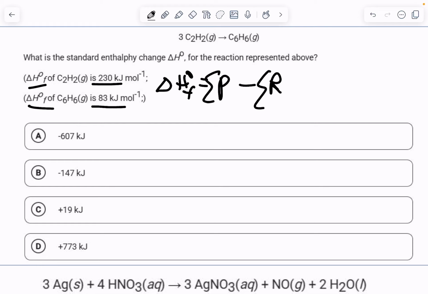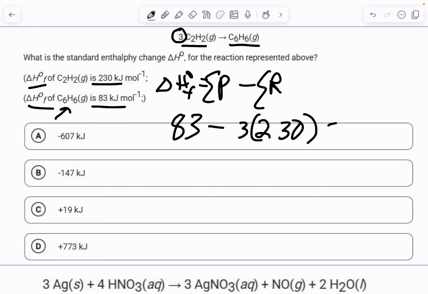So if we know that the delta H of formation for our C6H6 is 83, I get that right here, and we have to subtract that from our reactants. The delta H of formation for C2H2 is 230, but we may notice that we actually have 3 of those, so we take 3 times 230, and if you subtract the 83 from 3 times 230, the answer comes out to be negative 607 kilojoules. Looking across the board, A does fit that math, so we have A as our answer.